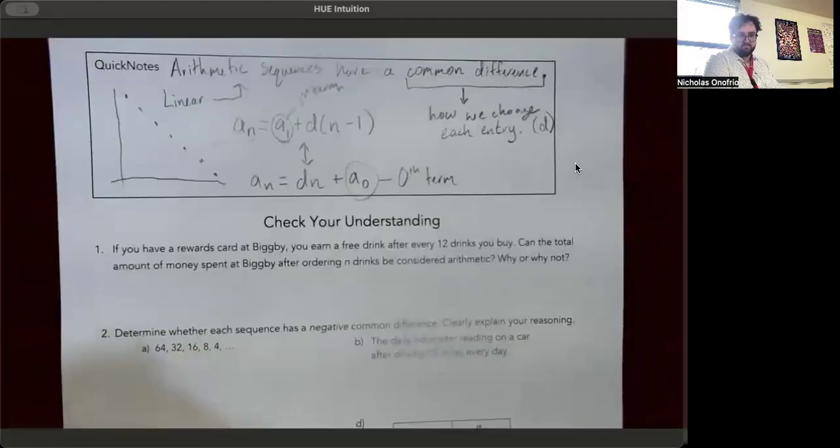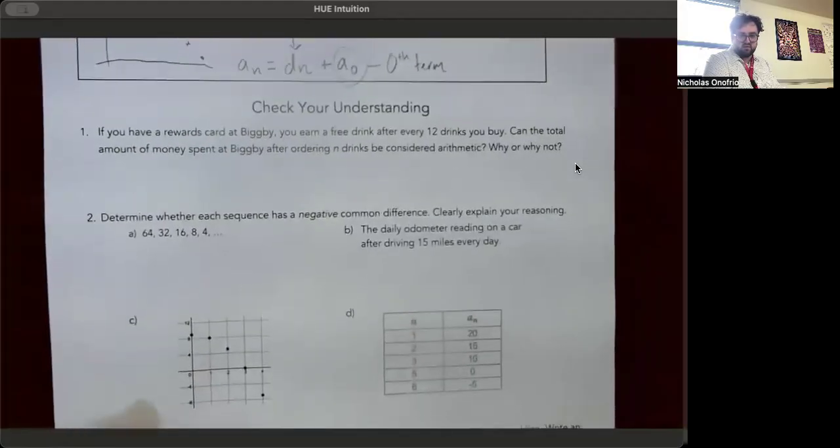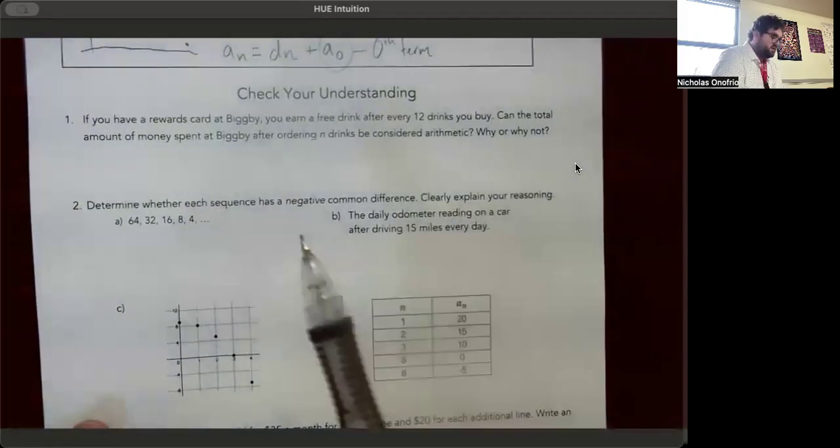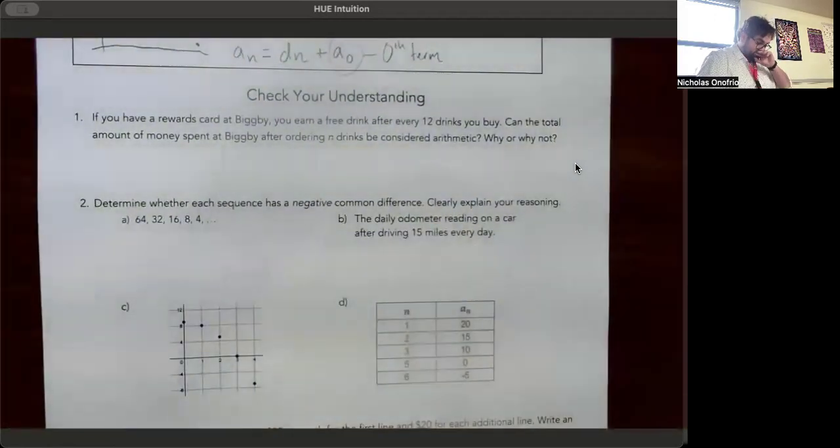Okay. Let's do some of the problems in the check your understanding. Let's start with number 1.